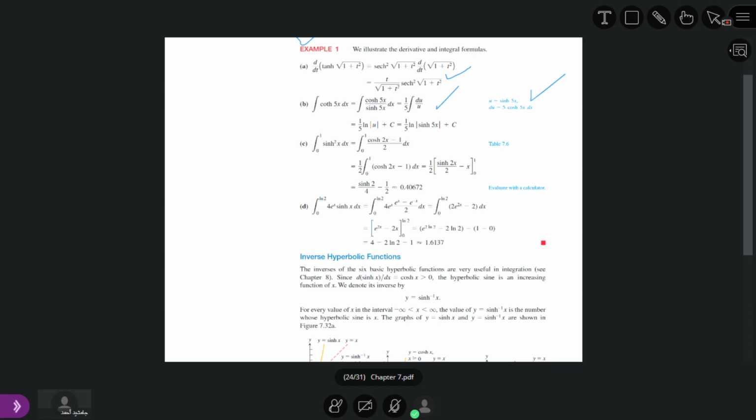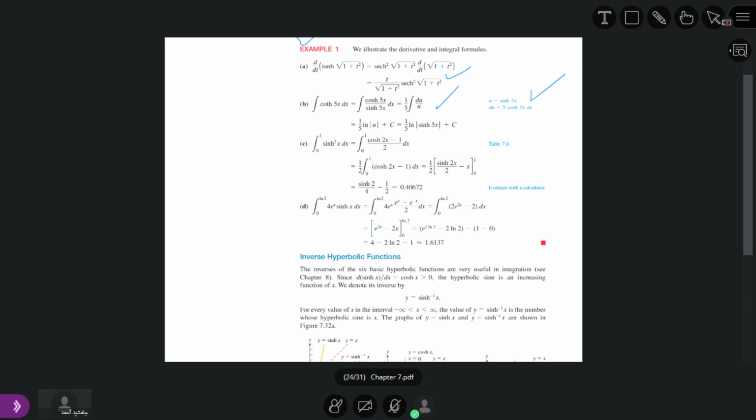So after that we have here a definite integral from 0 to 1 of sine hyperbolic squared x. We use the property of a hyperbolic function.